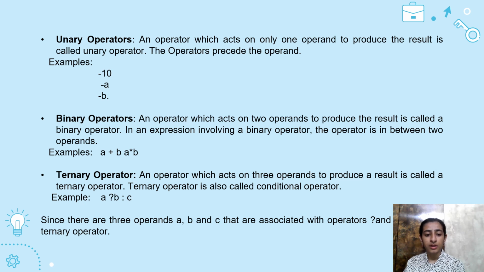Ternary operator. An operator which acts on three operands to produce a result is called a ternary operator. Ternary operator is also called conditional operator. Example, a question mark b colon c. Since there are operands a, b and c that are associated with the operator, question mark and colon is the ternary operator.